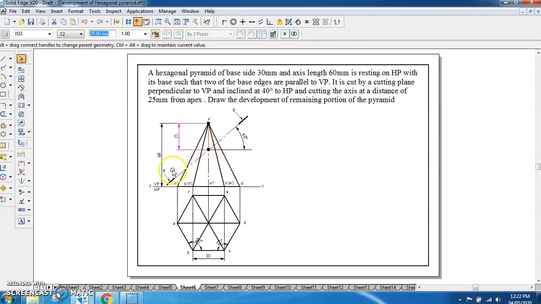Further when we are showing the arrow direction in this way, the remaining portion of the pyramid is assumed to be cut and removed. To show that cut and removed portion, we have to make these lines thin lines, and further we can go for the naming of cutting points. So here is the naming of cutting points. To name these cutting points on the slant edges, we have to start with the top view.